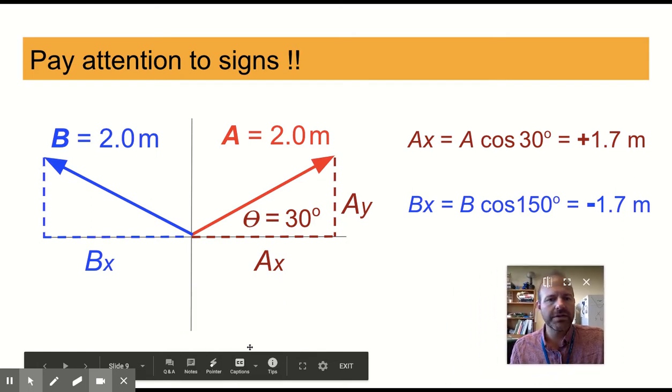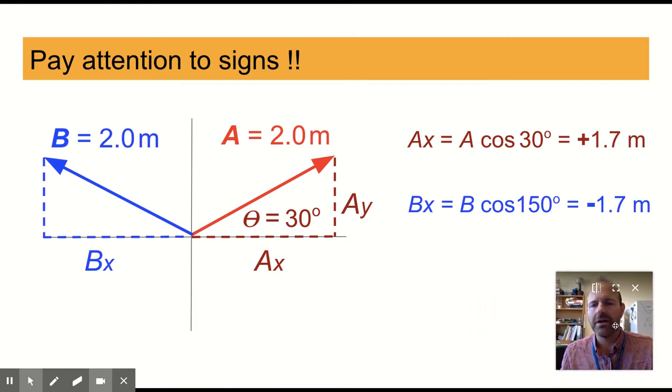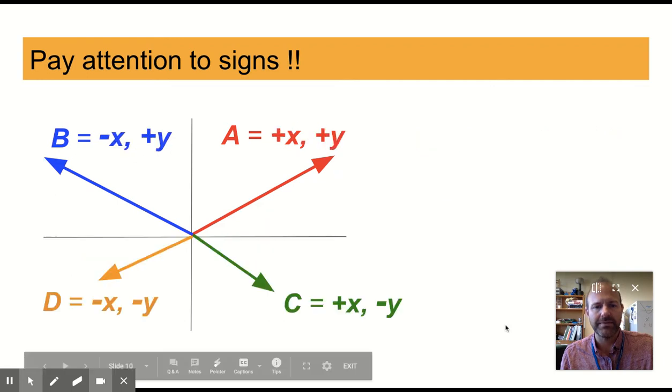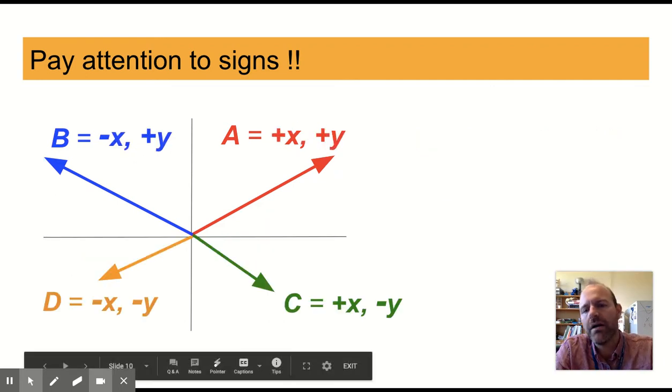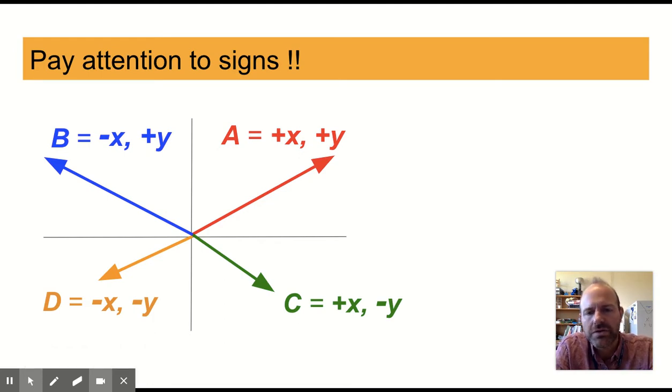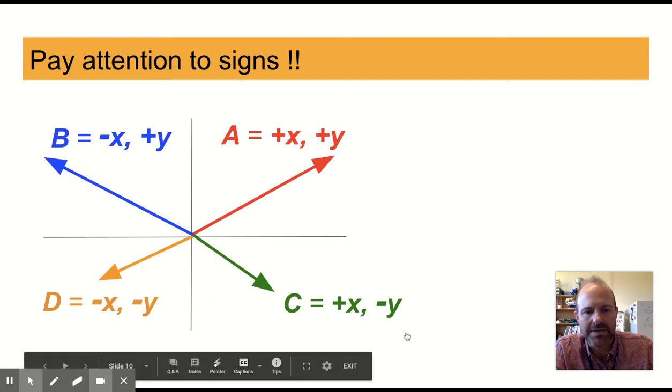We can do this for any vector, but we do have to be a little bit careful about signs here, right? The x component of vector A is in the positive direction, 1.7 meters, and vector B, the x component, although the same length, is negative 1.7 meters. And that's true of sort of any vector. If you look at the 4 different quadrants here, in the first quadrant, both x and y are positive. The second, x is negative and y is positive. The third, both x and y are negative. And in the fourth, x is positive and y is negative.